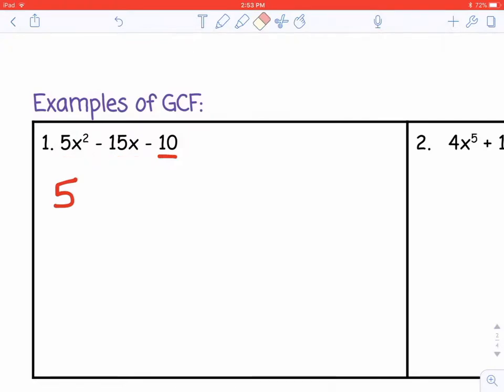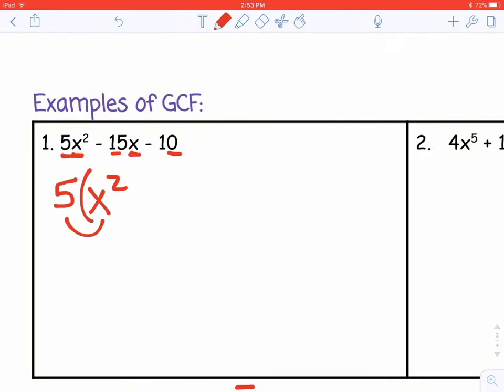And then you think, can I take out an x? Because these two have an x. But then the negative 10 does not have an x, so you can't take that out. And so after you take out the 5, you want to write what's left over. So if I take out 5, x squared would be left over from the first term, because if I multiply those together again, it would give me back what I started with.